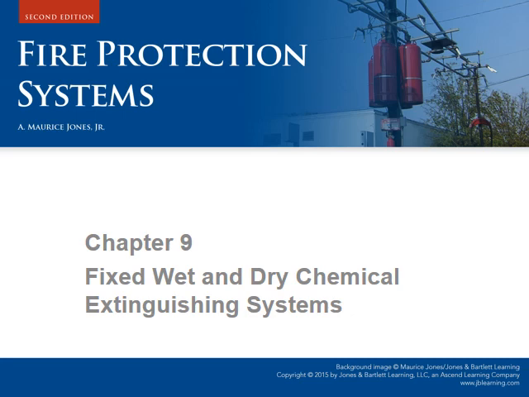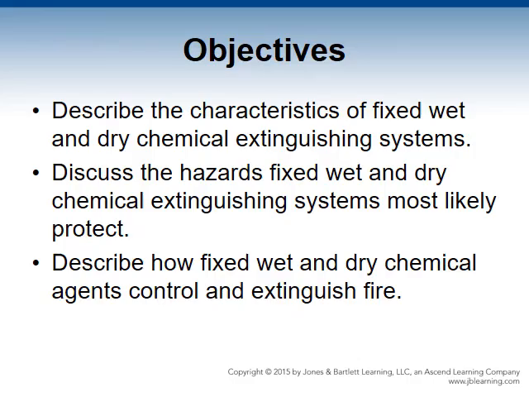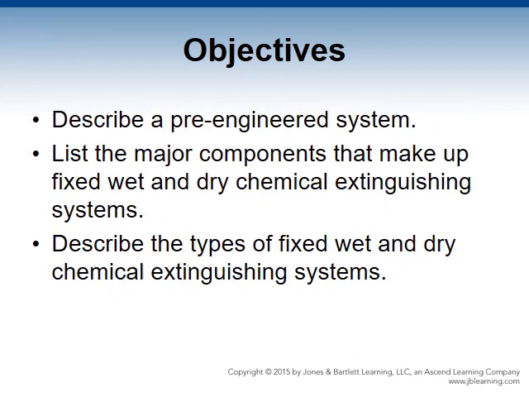On to Chapter 9, Fixed, Wet, and Dry Chemical Extinguishing Systems. Objectives. Describe the characteristics of fixed, wet, and dry chemical extinguishing systems. Discuss the hazards fixed, wet, and dry chemical extinguishing systems are most likely to protect. Describe how fixed, wet, and dry chemical agents control and extinguish fire. Describe a pre-engineered system. List the major components that make up fixed, wet, and dry chemical extinguishing systems.